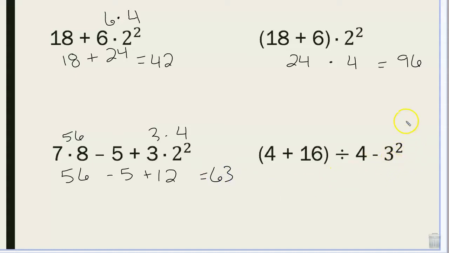Okay, and then over here, again, I have my exponent. That is Manny eating his puppy chow. 3 times 3 is 9.